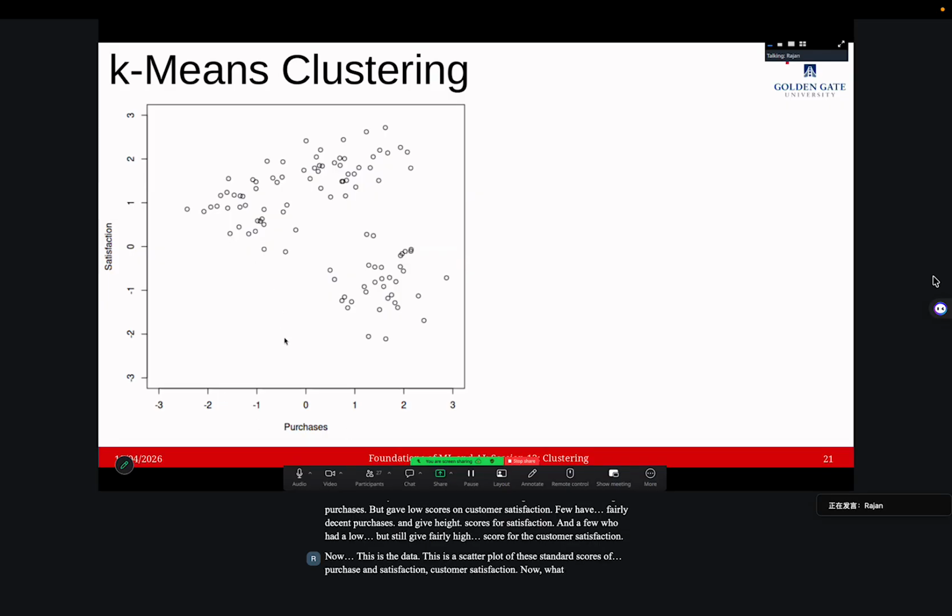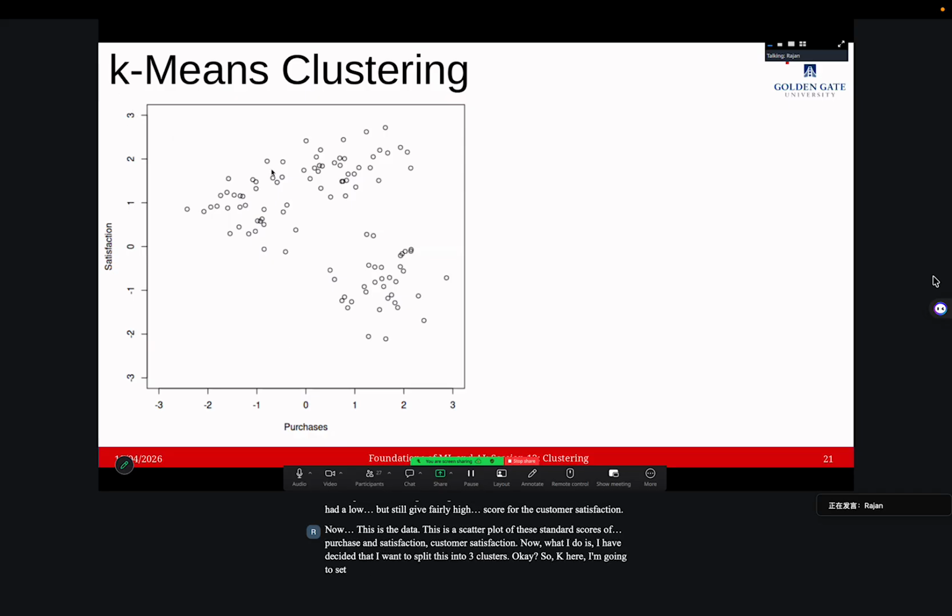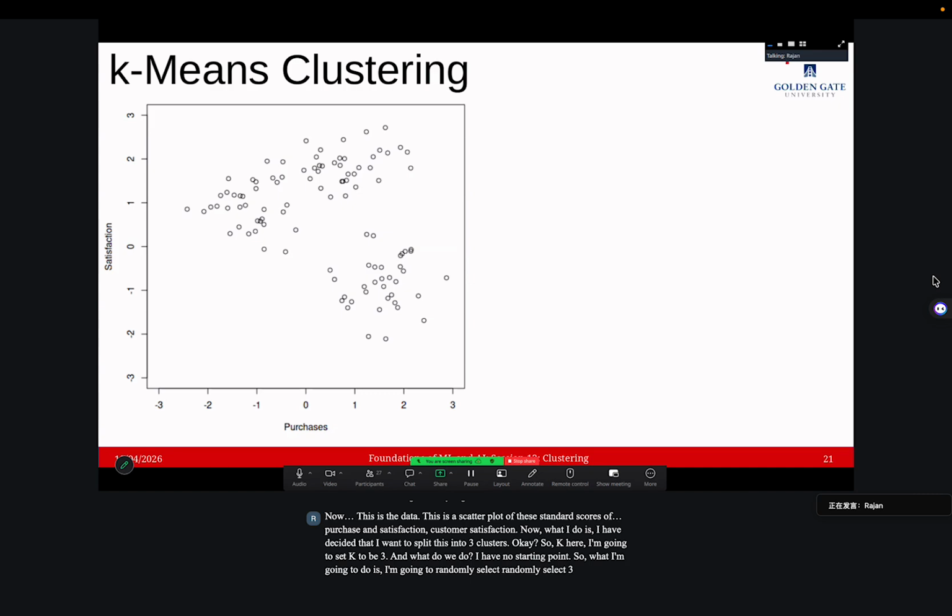Now, what I do is, I have decided that I want to split this into 3 clusters. So k here, I'm going to set k to be 3. And what do? I have no starting point. So what I'm going to do is randomly select 3 points as the centroid of each of these 3 clusters.